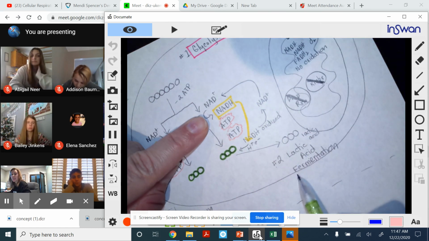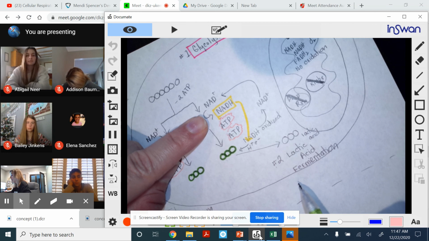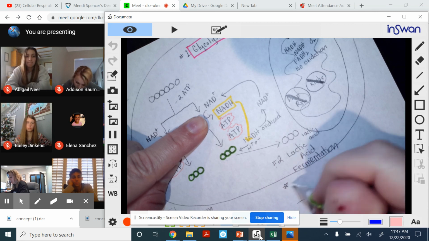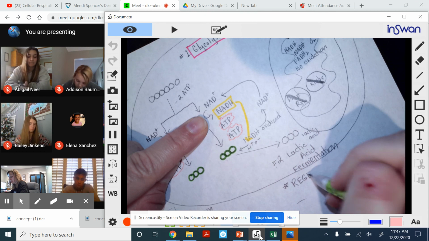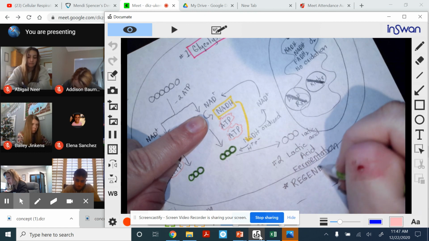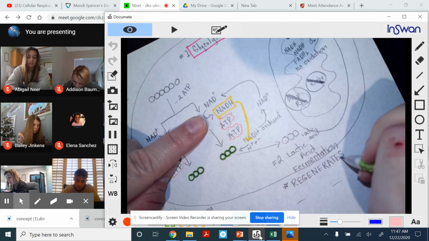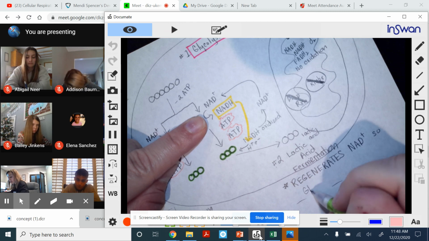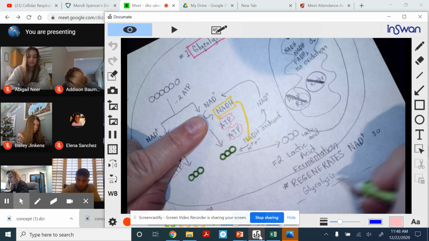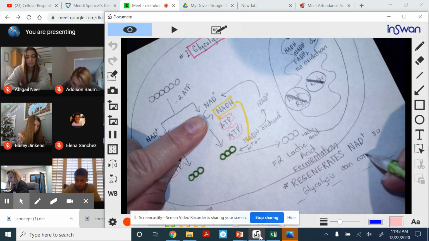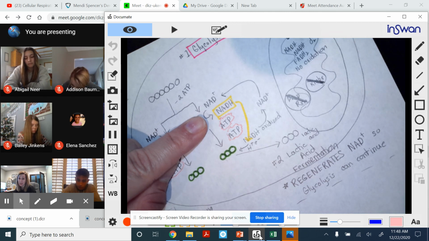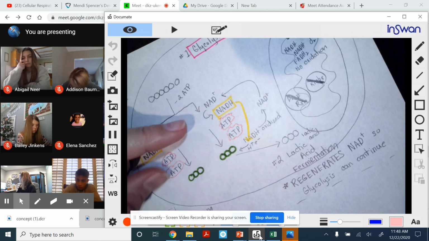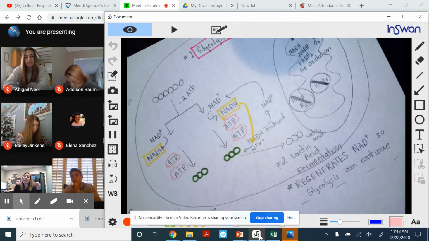So the purpose of this lactic acid fermentation is not to make lactic acid. It really regenerates NAD+, so glycolysis can continue. This is what you have to be able to tell me. And how many ATP do we get in glycolysis? 4, right? So at least you're getting 4 without oxygen.